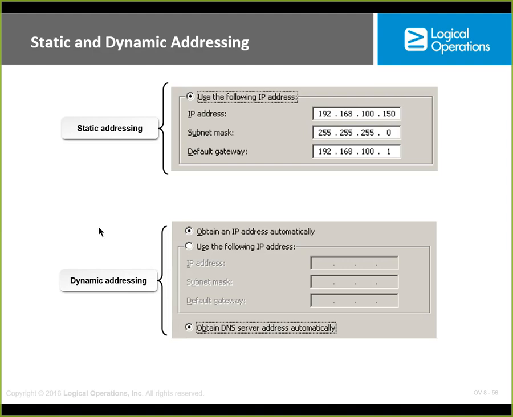Two different ways that we can get IP addresses: static and dynamic. Dynamic is DHCP, where we obtain the IP address automatically. Static is when we type in the IP address.